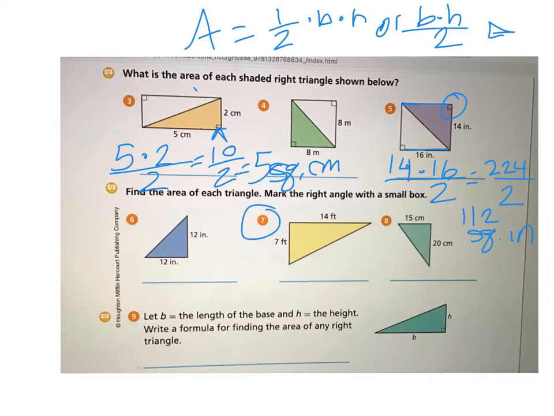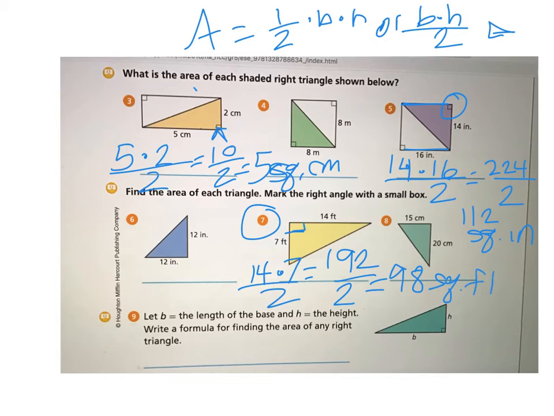This time you should be writing a right angle. Where is the right angle? If you said right here, you are correct. That's the right angle. So you should be multiplying 14 times 7, which gives you 196. And then remember, you have to divide it by 2, which gives you 98 square feet. So I'm going to stop, and if you need more practice, go ahead and do the other ones.